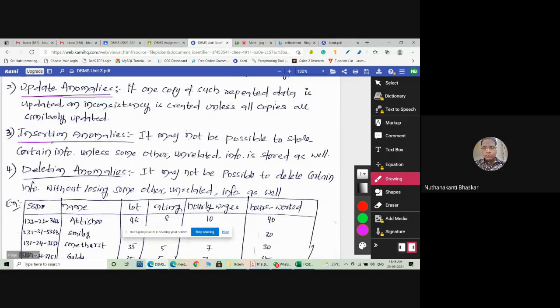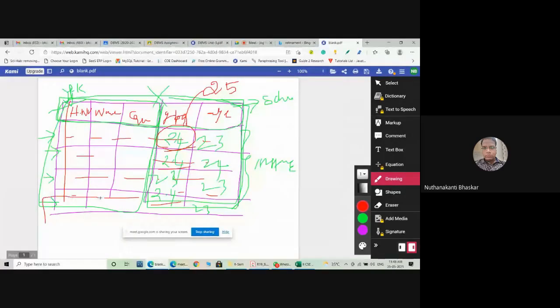Now, insertion anomalies. It may not be possible to store certain information unless some other unrelated information is stored as well. It means that when I am inserting a new record along with the GPA 2.4, if you don't consider the hall ticket number, we cannot insert the same 2.4 again because the data already exists. We have to consider the remaining fields also, so that only then the new record is going to be inserted.